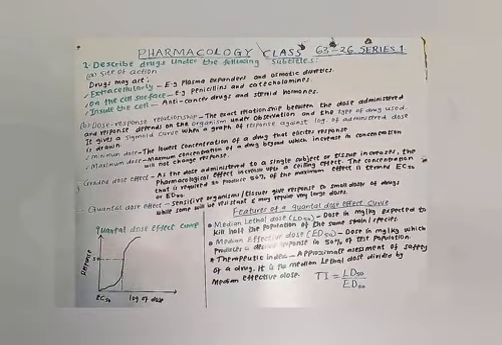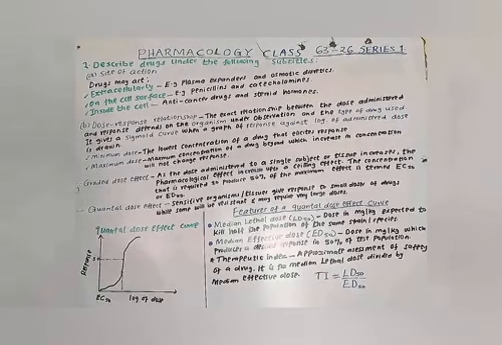Describe drugs under the following subtitles. Number 1 is site of action. Drugs may act, number 1, extracellularly, e.g. plasma expanders and osmotic diuretics. Then on the cell surface, that is penicillin and catecholamines. Then inside the cell, that is anti-cancer drugs and steroid hormones.